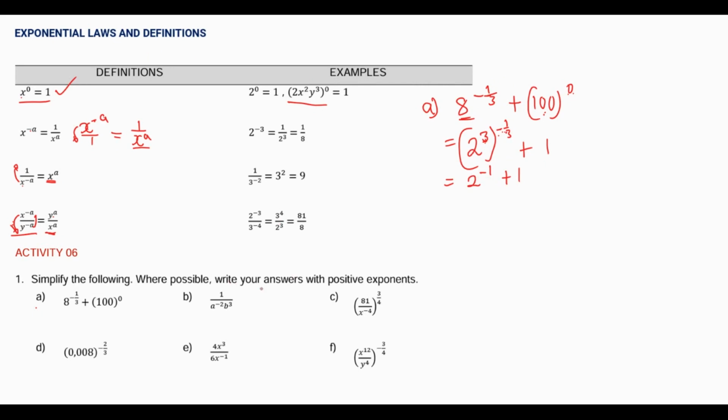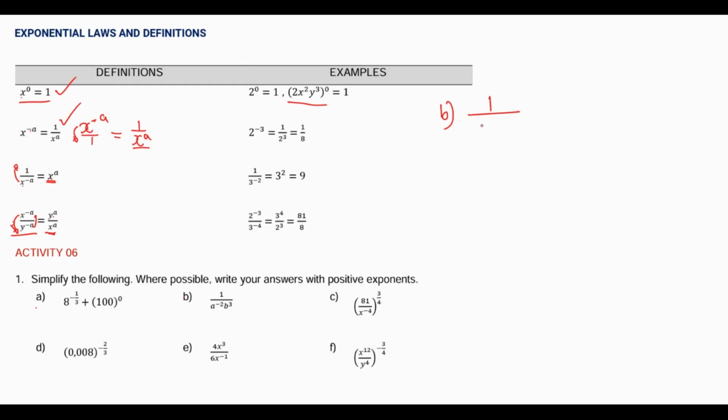But we are asked to write our answers with positive exponents. Using this definition, we can say this one is 1 over 2 to the power 1 plus 1. Then 1 over 2 to the power 1 is 1 over 2. Then 1 over 2 plus 1 is 1 and a half. Then that is a. Let's do b. 1, and then a to the power negative 2, then b to the power 3. Right, so this power with a negative exponent can be moved upwards to become the numerator. When it moves upwards, the sign of the exponent changes. So it becomes a to the power 2 over b to the power 3. This one remains as the denominator.